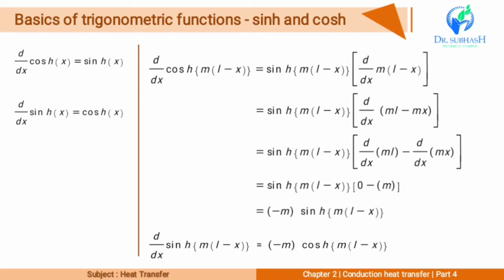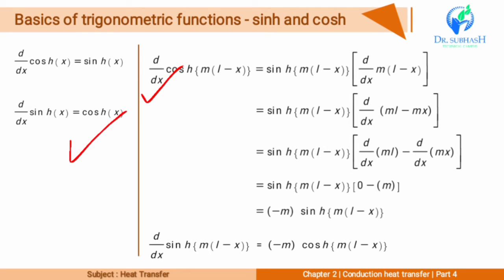Now, the derivatives of cos hyperbolic and sine hyperbolic. d/dx of cos hyperbolic x is equal to sine hyperbolic x, and d/dx of sine hyperbolic x is equal to cos hyperbolic x. Here also one derivation is given for further information. So, let us see it. d/dx of cos hyperbolic of m(L minus x).